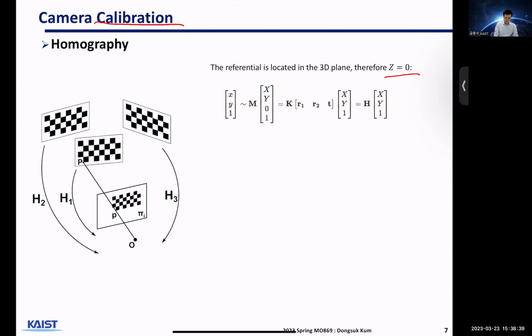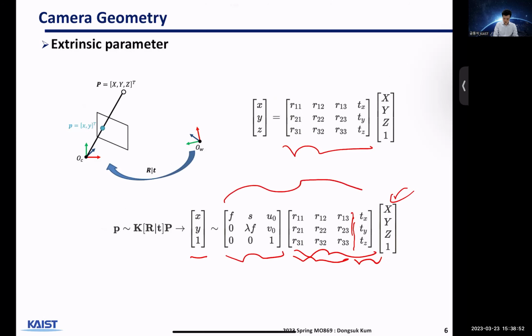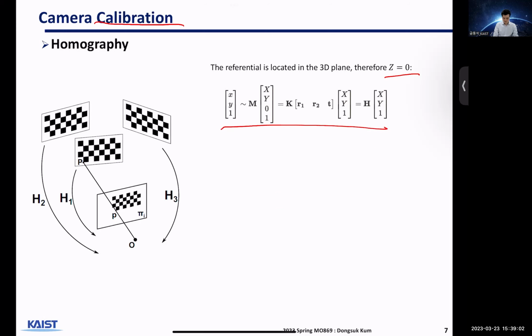And that would lead to this equation where M corresponds to the camera model, the camera parameter matrices, K and R and T. And here, because we can remove Z if we use a 2D plane, such as a checkerboard, the size of the matrix and vector in this equation reduces.